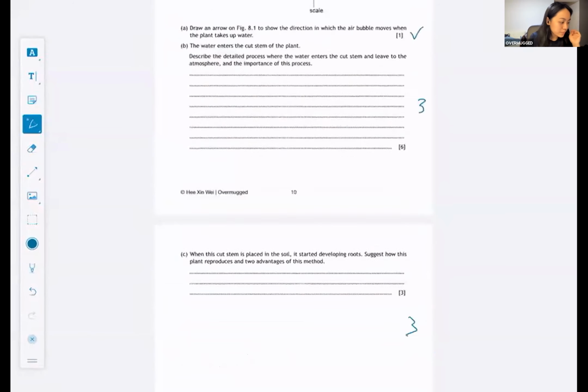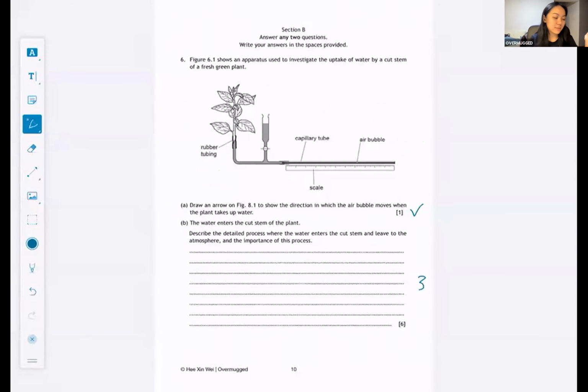Okay, so in this case, it is, of course, identifying the uptake of water. And then it asks about how the air bubble will move. So every time you talk about air bubble, there's this kind of thing. Hopefully you manage to identify the topic. It's the transpiration topic. And B is a very long question. B requires you to describe the detailed process. It's also a two-part question. I think I just like setting two-part questions.